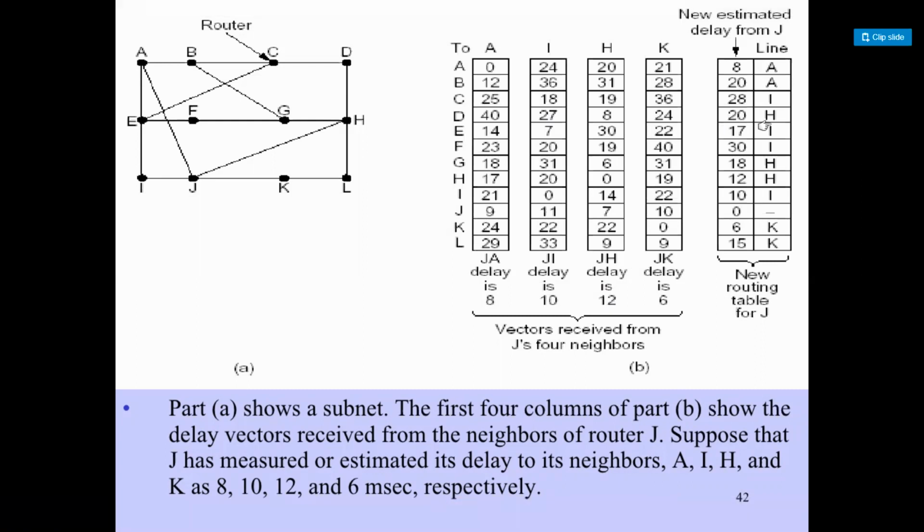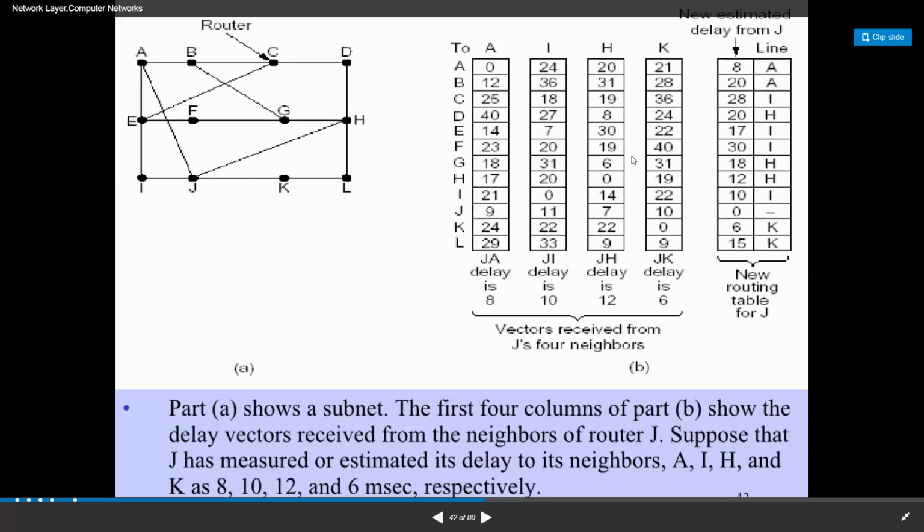Okay. Next J to E. J to A is 8. A to E is 14. 14 plus 8, 22. 7 plus 10, 17. 30 plus 12, 42. 22 plus 6, 28. The least value is 7 plus 10, 17. To go from J to E, the line will be I and the distance will be 27, sorry, 17.